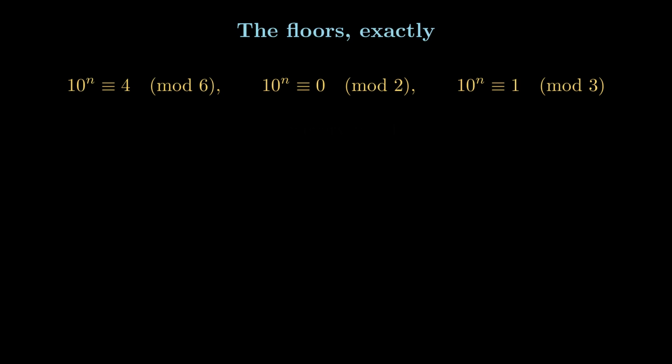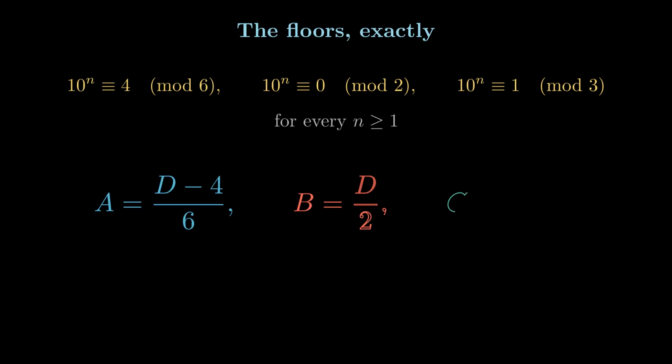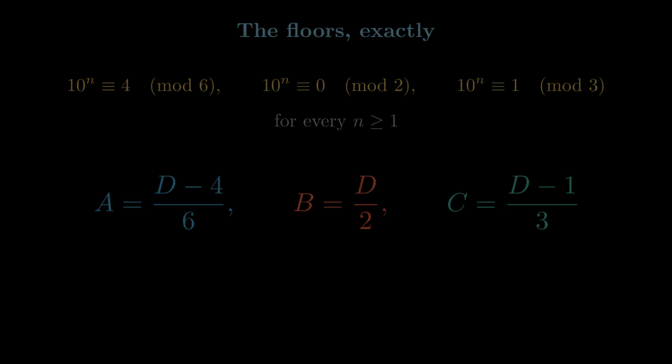We can compute these floors by using the fact that for every n at least 1, 10 to the power of n leaves a remainder of 4 mod 6, remainder 0 mod 2, and a remainder 1 mod 3. So subtract these remainders and divide. A is (d minus 4) over 6. B is d over 2, and C is (d minus 1) over 3.